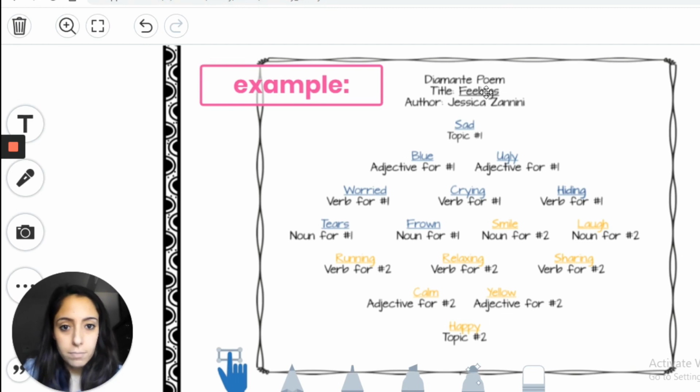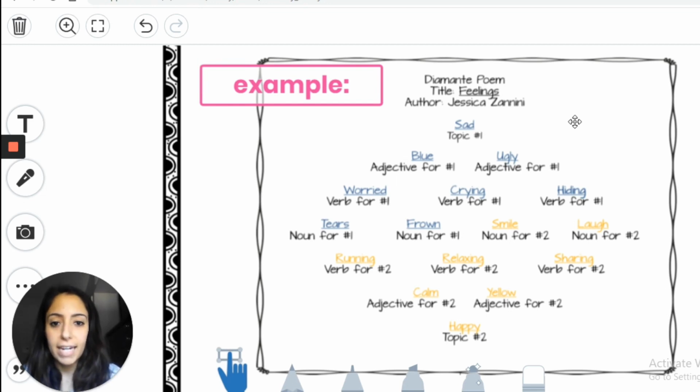So this poem was written by a girl named Jessica Zanini. She's the author. The title of this poem is Feelings, right? So feelings are a noun. She picked the specific feelings of sad, and she's contrasting or showing what's different between being sad and happy. So you're first going to think of your 2 topics, and they must be opposites. They must be what? Everybody say it. Opposites. Good. So sad and happy are opposites. Good to go with the topics.